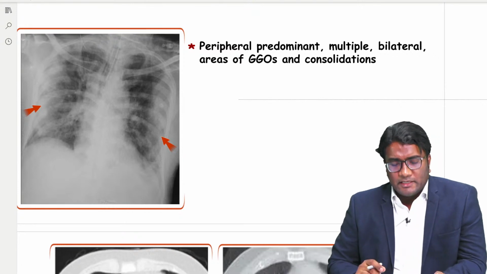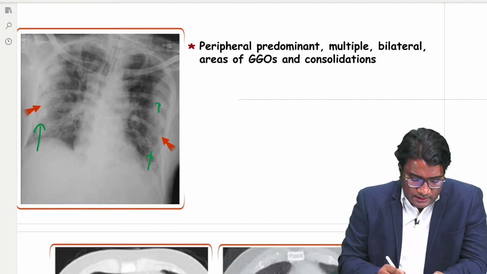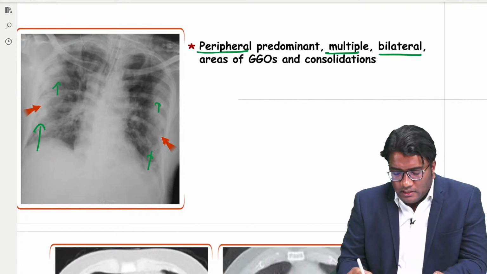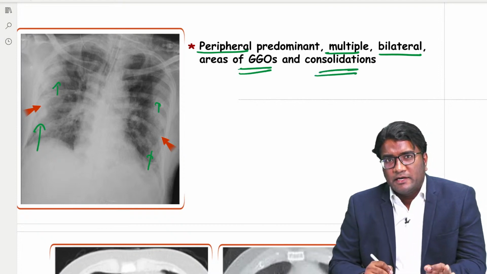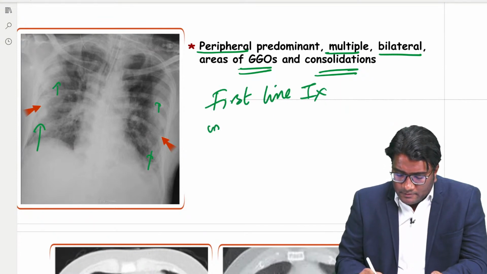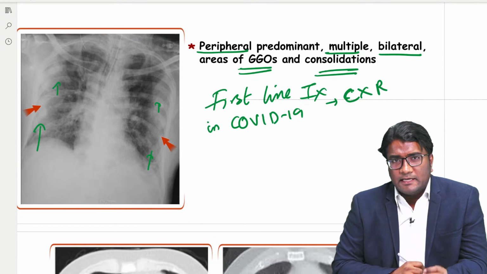So look at this radiograph. Bilaterally, peripherally, you are seeing these multifocal, multiple, bilateral, peripheral ground glass opacities and consolidations. This is how a classic COVID-19 x-ray appears. Remember, the first line investigation that you have to do in patients of COVID-19 is not CT scan, it is your chest radiograph. It has to be your first thing.